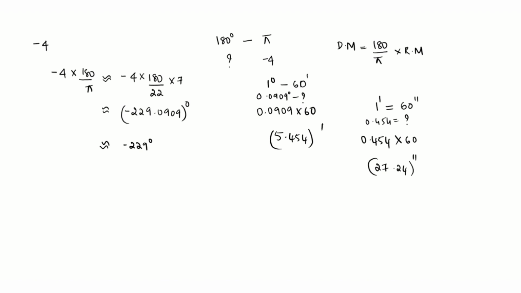We have converted 0.0909 into minutes as 5 minutes and 0.454 as 27 seconds. We can ignore the 0.24 over here. Now, depending on the number of decimals you have taken after the decimal point, your answer may vary in minutes and seconds, and that is all right.